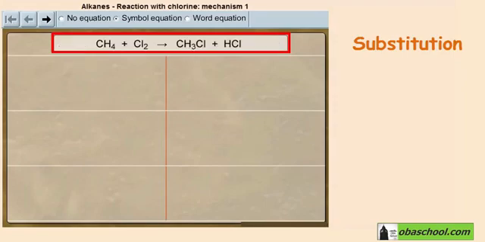So methane and chlorine will produce chloromethane and hydrogen chloride. One of these hydrogen atoms is replaced by one of the chlorine atoms, so this is a substitution reaction.